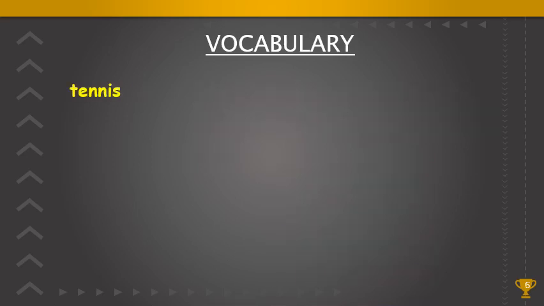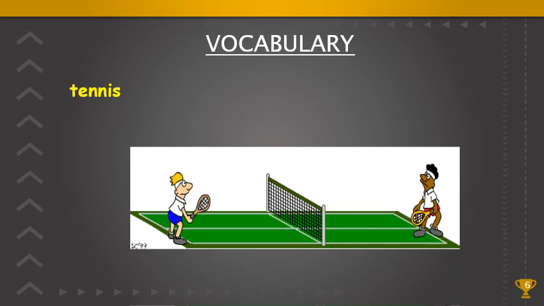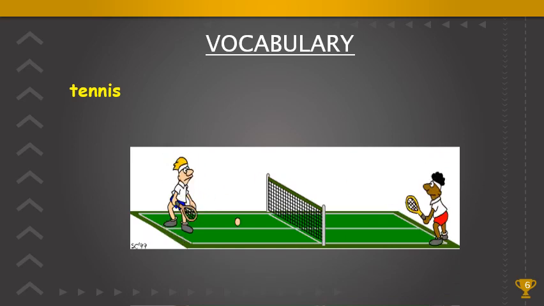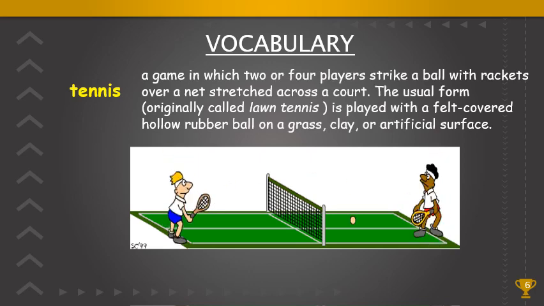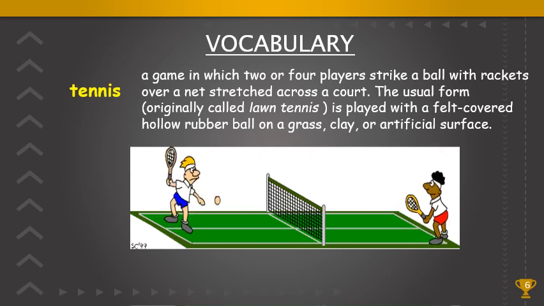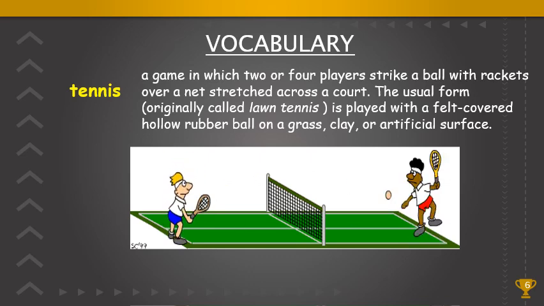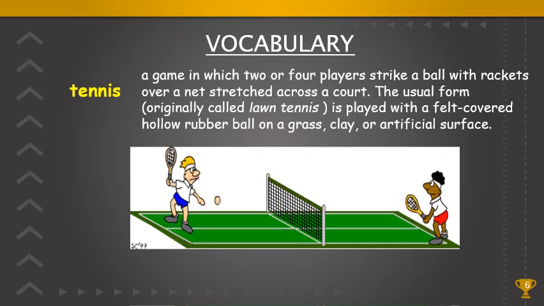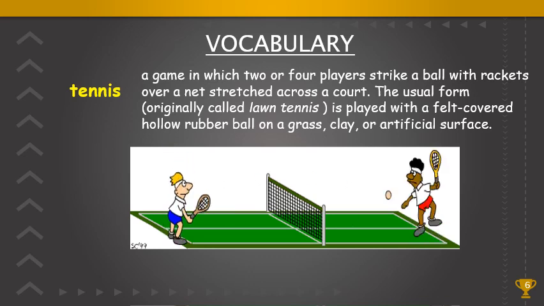Next is tennis. Here is a sample of what a tennis is. A game in which 2 or 4 players strike a ball with rackets over a net stretched across a court. The usual form, originally called lawn tennis, is played with a felt-covered hollow rubber ball on a grass, clay, or artificial surface.